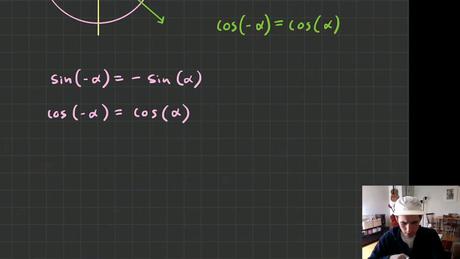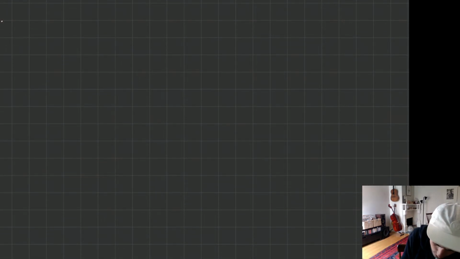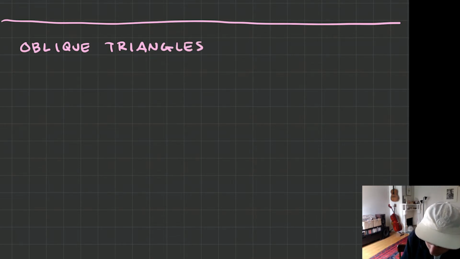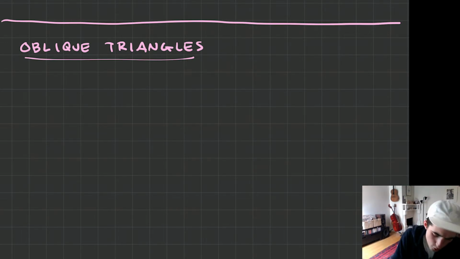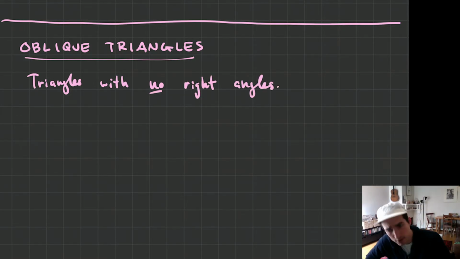Okay, so we're gonna start off with a new topic now. We're gonna talk a little bit about oblique triangles. Oblique triangles are triangles that have no right angles.